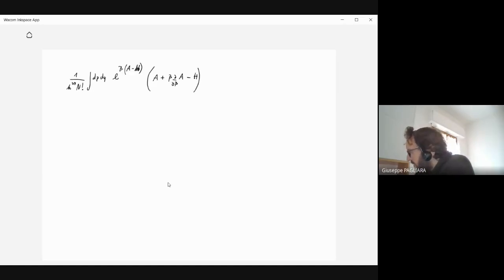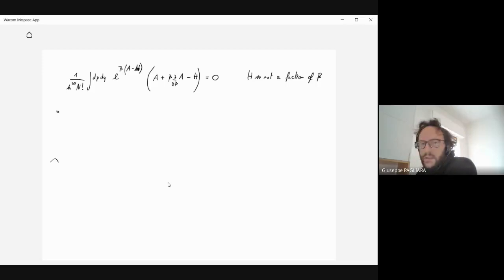Equal to 0. Where I have used the fact that beta, which is 1 over kBT, when differentiating with respect to beta, I just need to differentiate A, sorry, A is a function of beta and H is not a function of beta. Okay, H is a function of Q and P. Okay, therefore I get the following result.